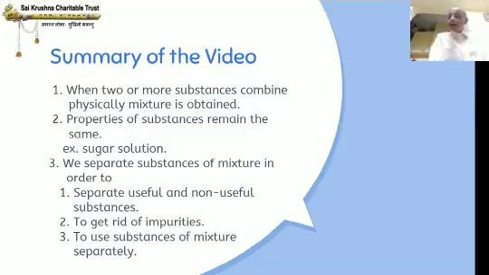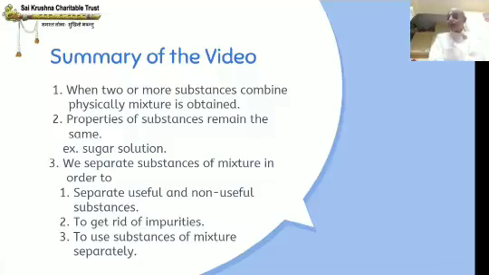Then second point, properties of substances remain the same. So when we add sugar to milk, the different substances, so to say sugar and milk, retain their original properties. Sugar is sugar, the property of sugar is sweet, whereas milk tastes sweet only when we add sugar to it. Properties are different, but when they combine together, the entire solution tastes sweet. That is point number 2.